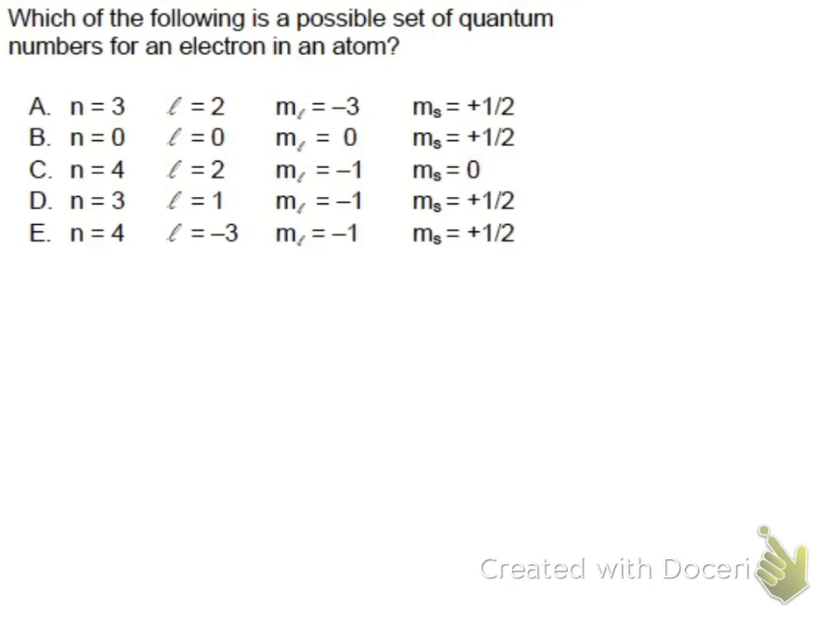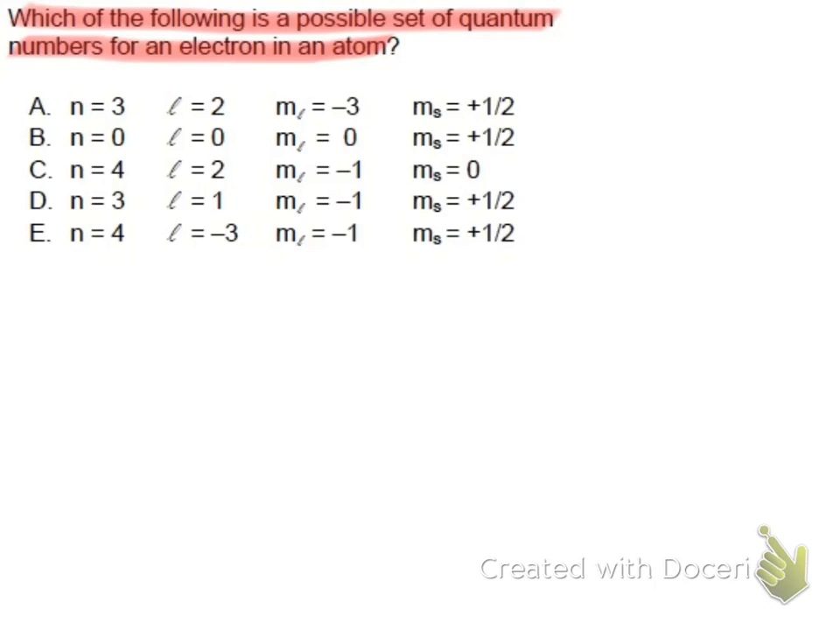Right. So as always, we begin by diagramming the problem. What are we being asked for? What information are we being given? In this case, we want to know which of the following is a possible set of quantum numbers for an electron. So the whole question is what we're being asked for.